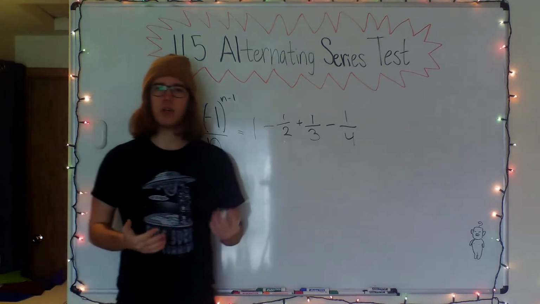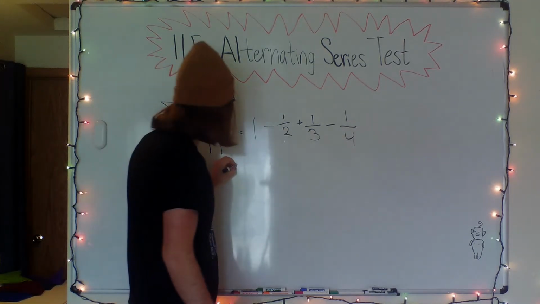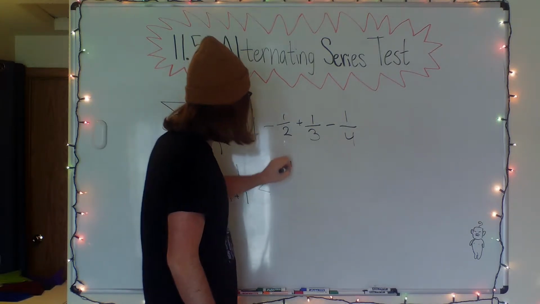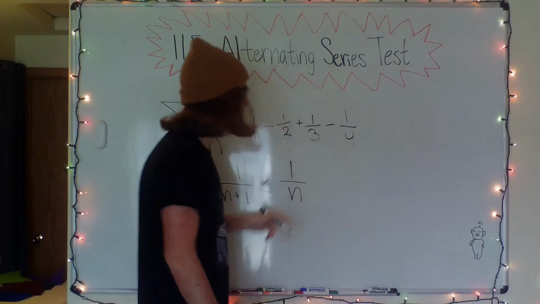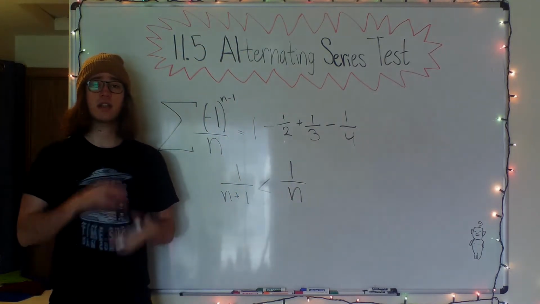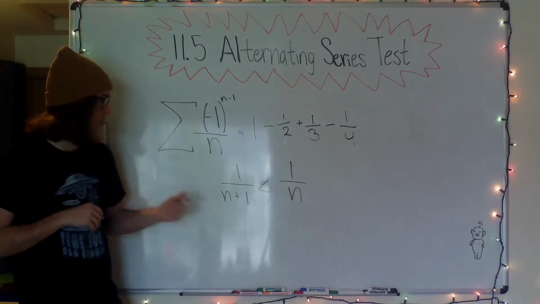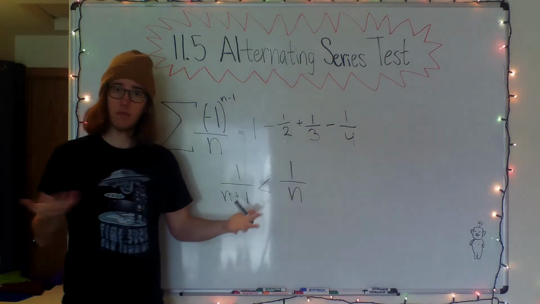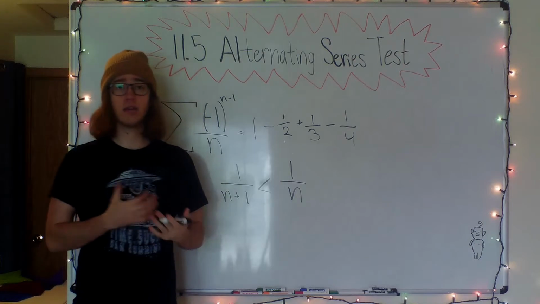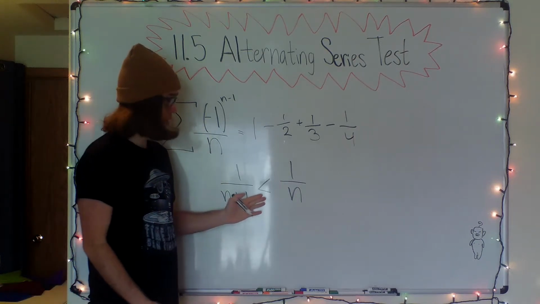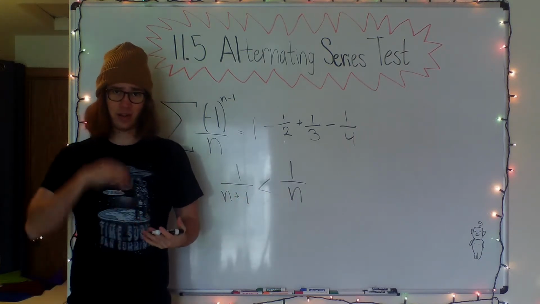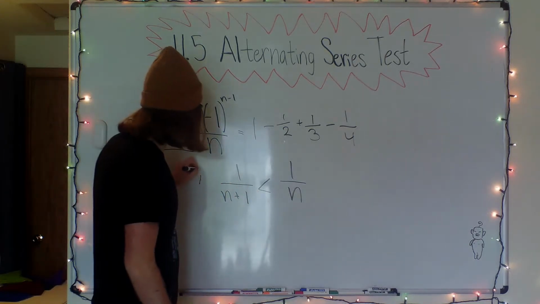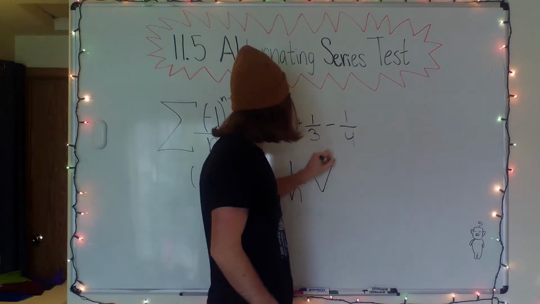So, what do we know? Well, we know that 1 over n plus 1 is going to be less than 1 over n for all n. So that satisfies condition 1, right? Because this b sub n plus 1 is going to be less than, and the property allows for less than or equal to, 1 over n, which is our b sub n. So that's condition 1 satisfied.